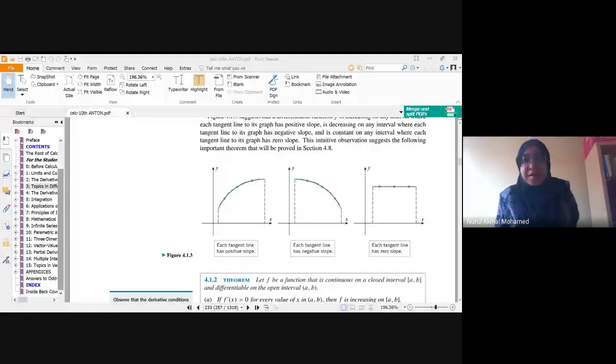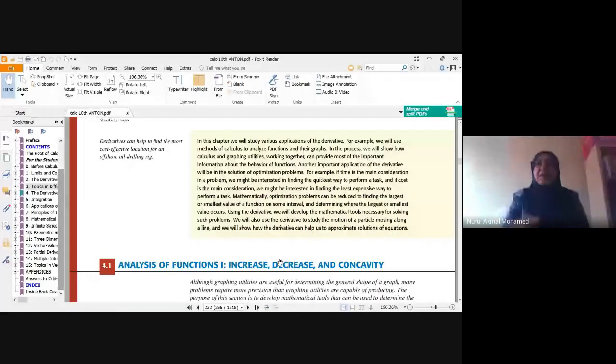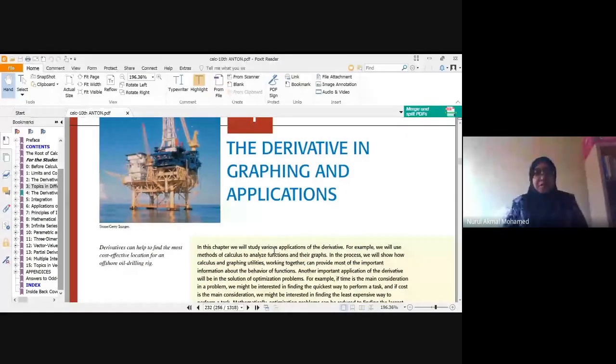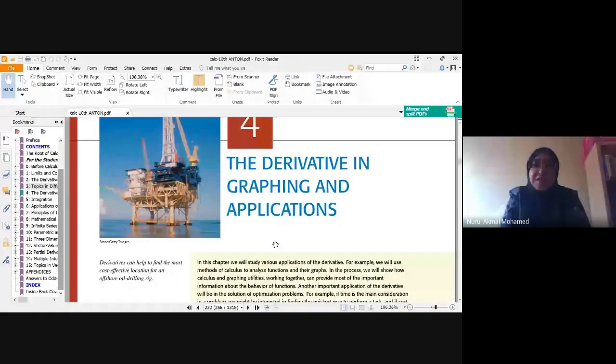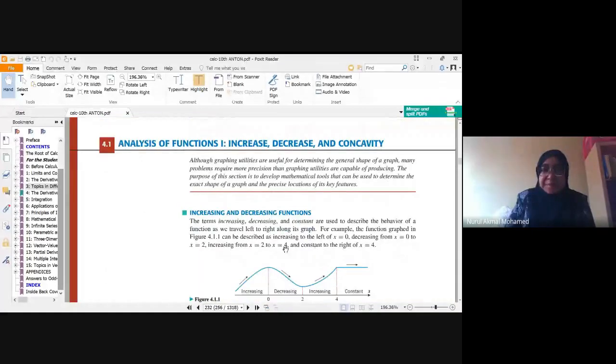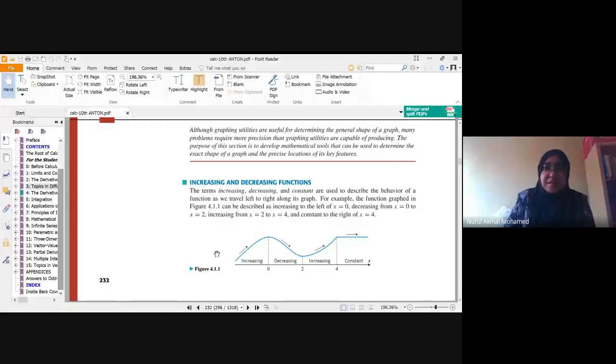Okay. We will start with a new topic. That is the derivative in graphing and application. Okay, so by knowing the derivative of a function, we can actually predict how the graph of the function f will look like. Okay, so let's look at this example here. So the increasing and decreasing function.